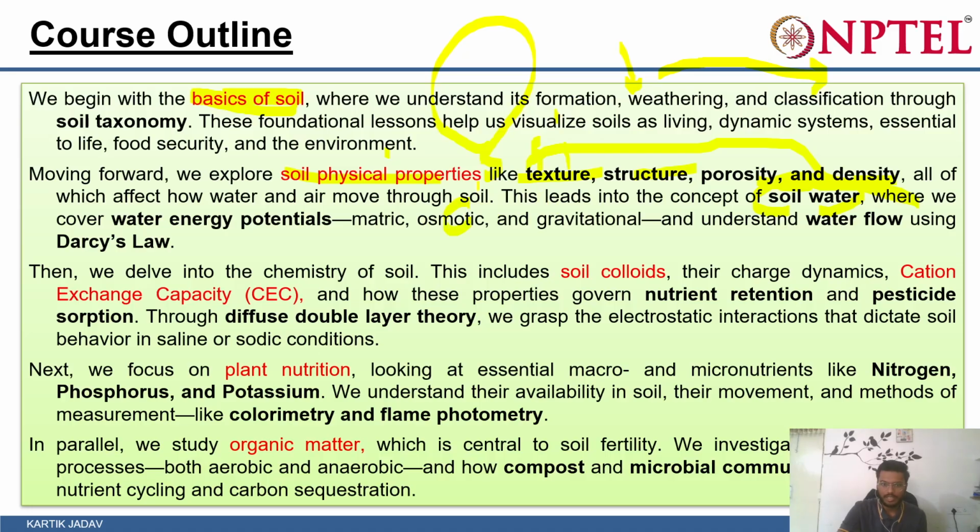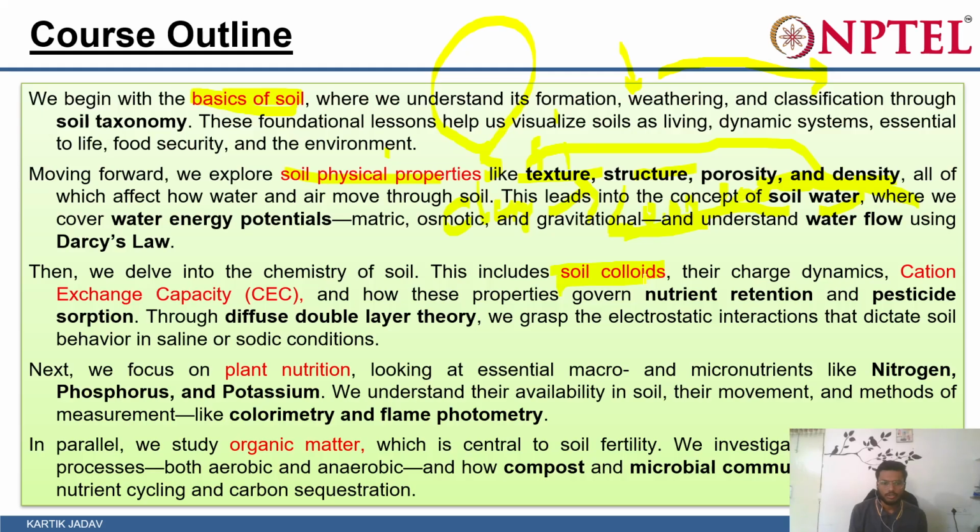And the clay particles have a very small size, less than 0.002 mm, right? And this smaller size directly influences the soil chemical properties. That smaller size is also known as the soil colloids, and these colloids have a higher cation exchange capacity, and their charge dynamics generally affects how it governs nutrient retention and pesticide sorption.